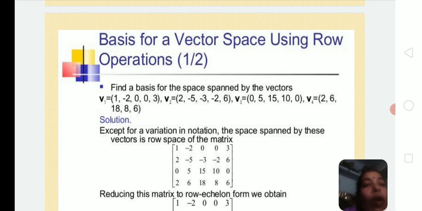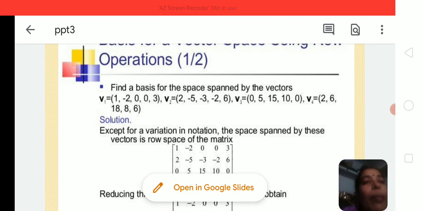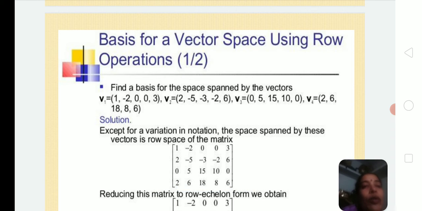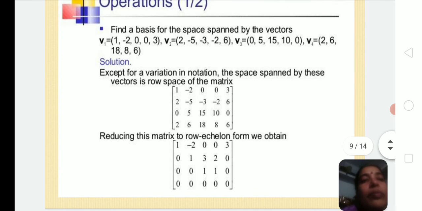1 -2 0 0 3, 2 -5 -3 -2 6, 0 5 15 10 0, and the last one 2 6 18 8 6. Reducing this matrix to row echelon form, we obtain 1 -2 0 0 3, 0 1 3 2 0, 0 0 1 1 0, 0 0 0 0 0, and 0 0 0 0 0.